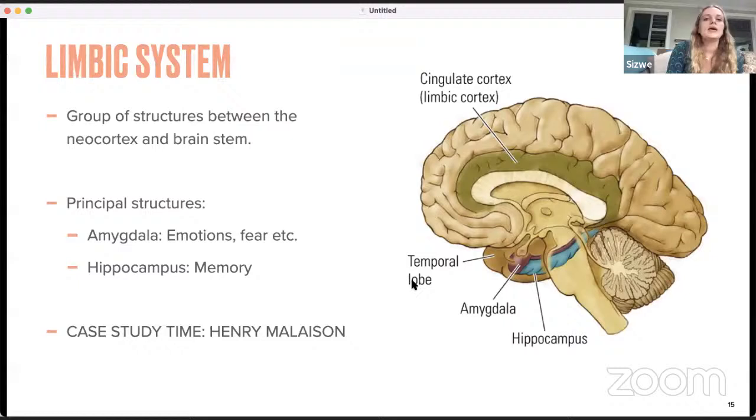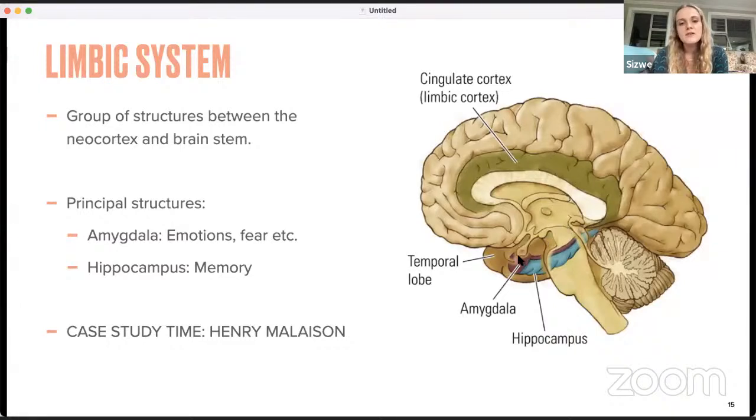All right. The limbic system. The limbic system is here-ish, as far as I'm aware. It's a group of structures between the neocortex, which is this stuff, and the brainstem, which is this stuff. Its principal structures are the amygdala and the hippocampus. See them here. The amygdala is emotions and fear. So it's basically the vibes. The amygdala sorts out the vibes.